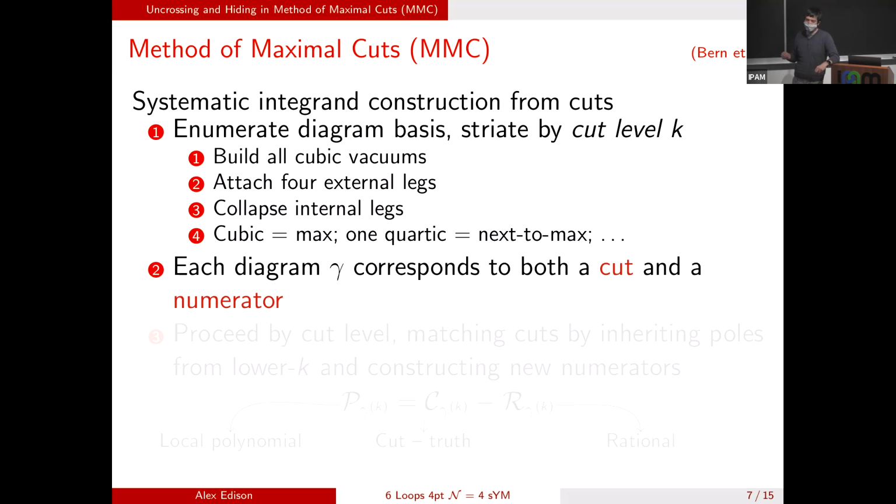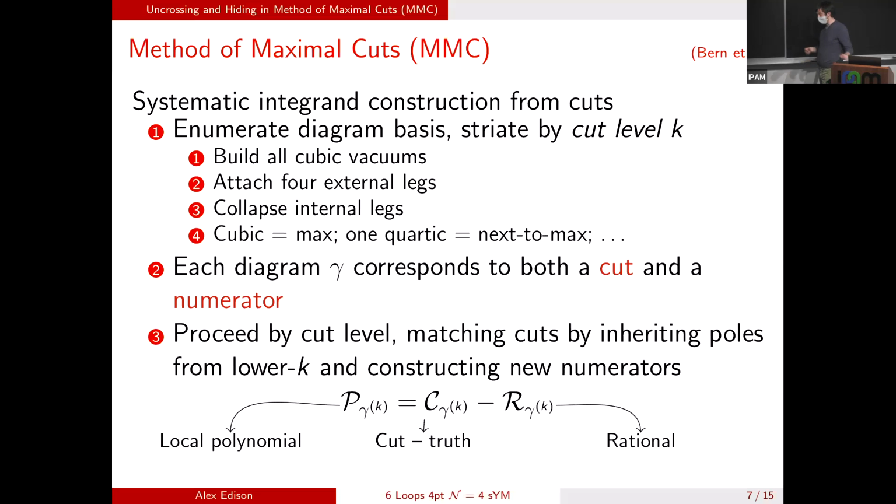And the other is a numerator. And this thing behaves similar to a Feynman diagram, but it is essentially free for us to choose as long as it helps us reproduce the cuts. And then finally, we have to go through the process of building these numerators so that we reproduce the cuts out of the numerators. And essentially the way this works is that at each cut level, we inherit the poles from the previous cut level by summing over the numerators over the uncut propagators. And that gives us some rational function R that comes from data we've already determined.